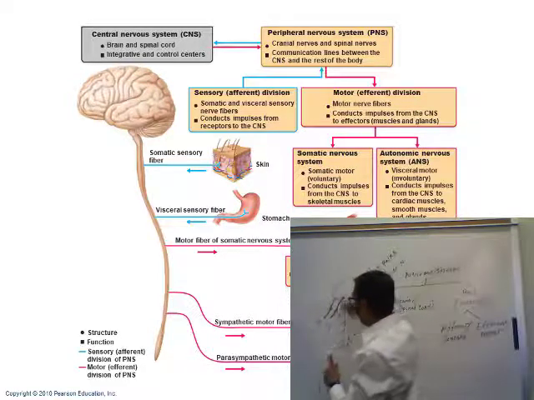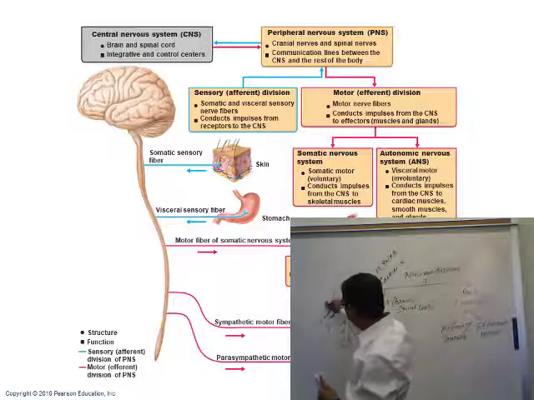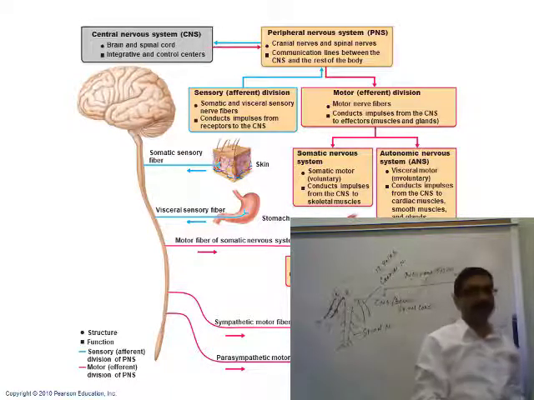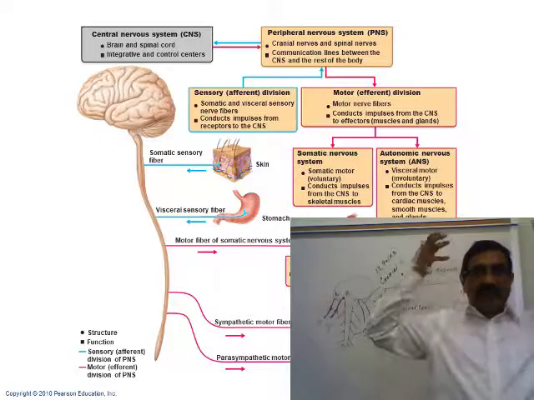Afferent, remember, arriving, and efferent, exit. If you just remember that, it will make it clear, easier. Afferent, getting in, efferent, getting out, exit from the brain. Is it clear? So sensory and motor, or afferent and efferent. That's how we divide the nerves.